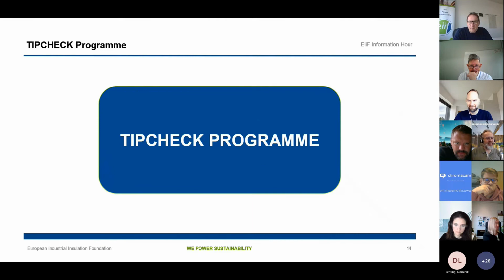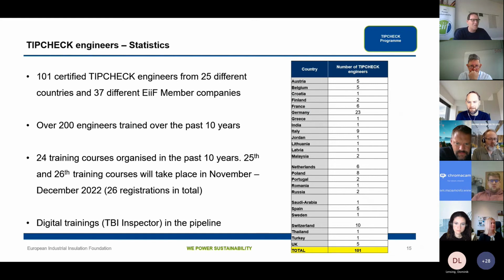Okay. That brings us to the tip check program. The tip check program is kind of in a renaissance. So we are getting more demand and more requests, and we will of course also show why.